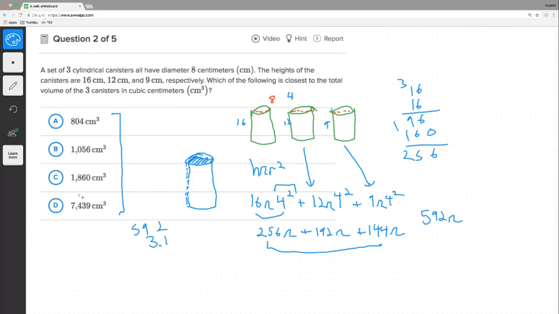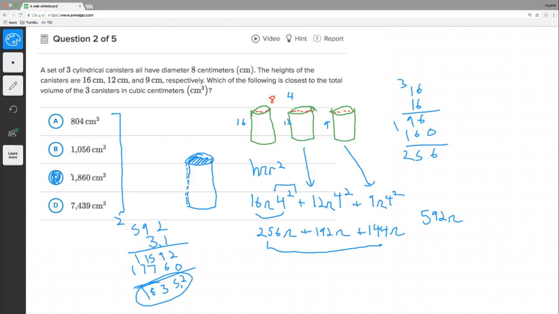I already know it's about 1860 because this is about 3 times 600. It has to be about 1800. Nothing is even closer, but let's just do it for fun. We got 1 decimal. 1835, 1835.2. This is clearly the closest.